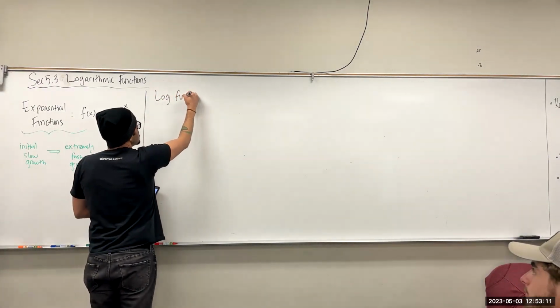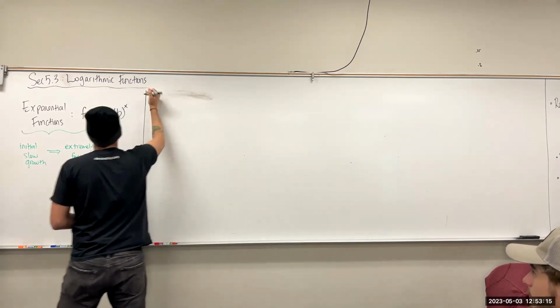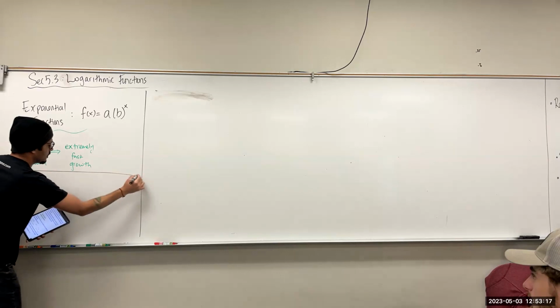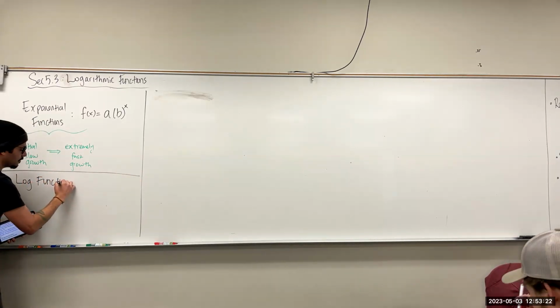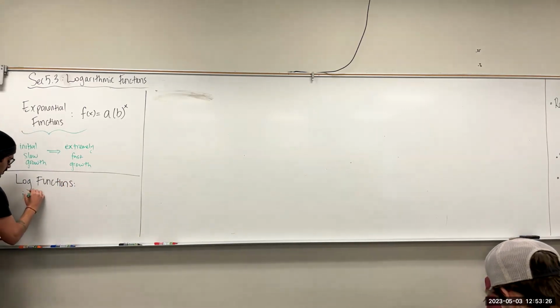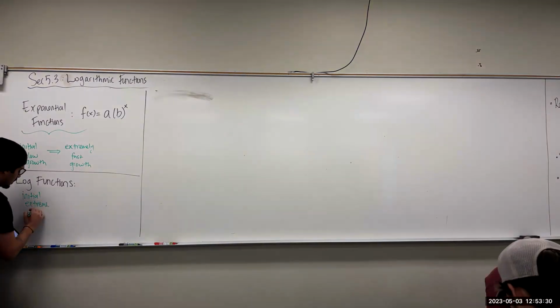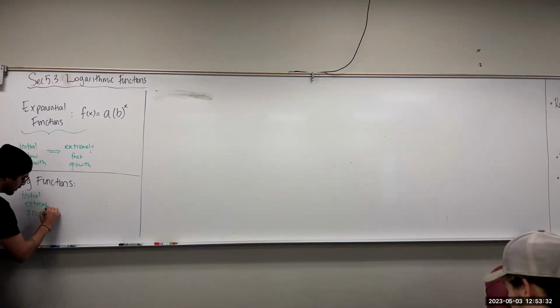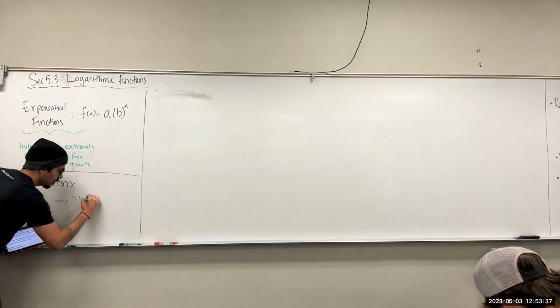So for log functions, we're going to see what those look like. Actually, let me write it down here so I can use this space. We're going to see what they look like, but yes, for log functions, they do the opposite. So it's initial extreme growth in the beginning, and then ends up being slow growth.